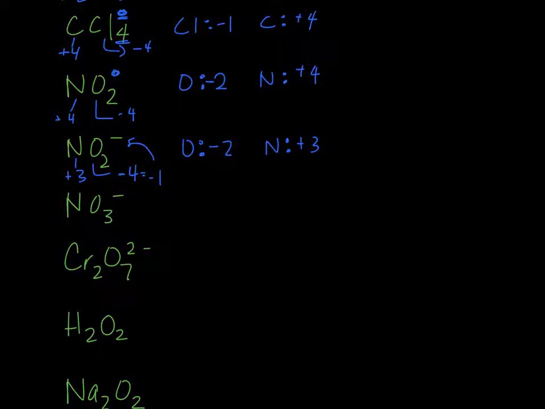All right, NO3 minus, nitrate. Oxygen again is -2. So -2 times 3, because we have 3 oxygens, is -6. We want one negative left over, right? We want one negative left over because of this negative charge right here. So if all those oxygens are -6, that means nitrogen has to be +5, because 5 minus 6 gives you that -1 charge left over.